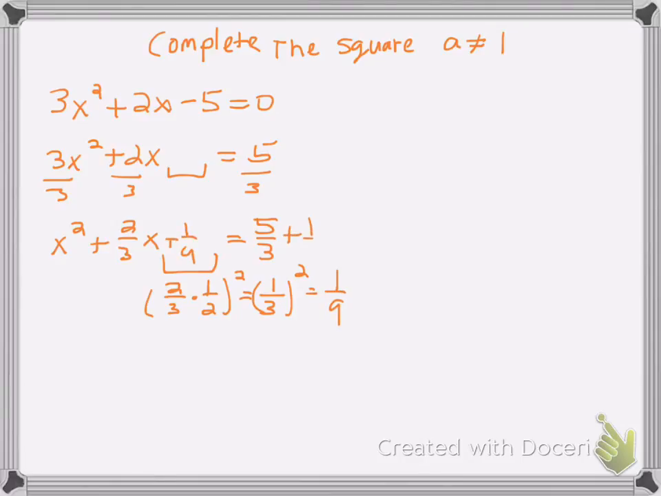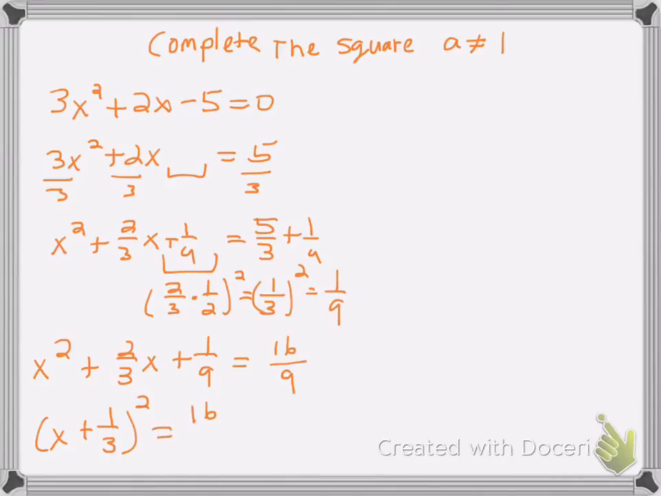Balance the equation. So this left-hand side, x squared plus 2 over 3x plus 1/9, is equal to, you've got to take 5/3 and add a ninth to it. You've got to get a common denominator. That will get you 16/9. All right, the left-hand side, x squared plus 2 over 3x plus 1/9, factors as x plus 1/3 squared. Still equal to 16 over 9.